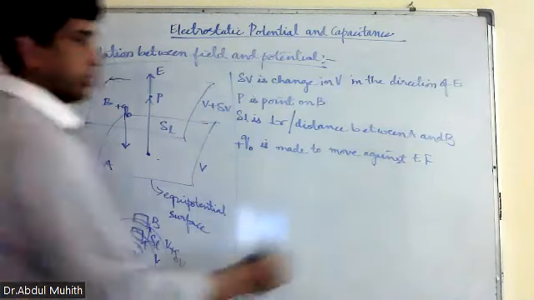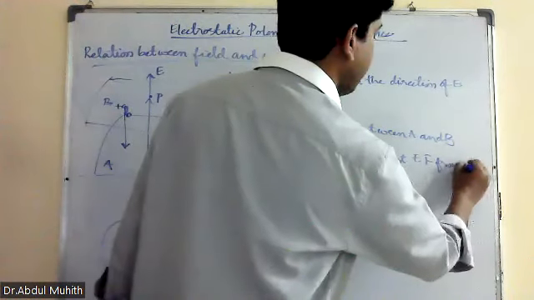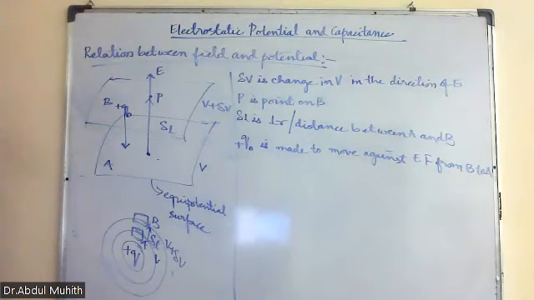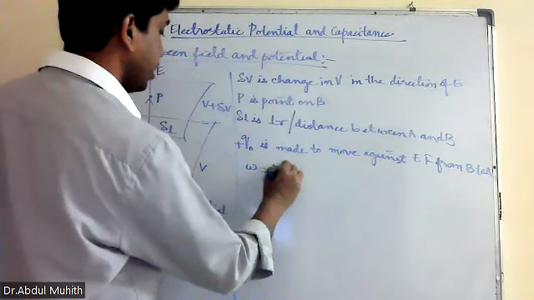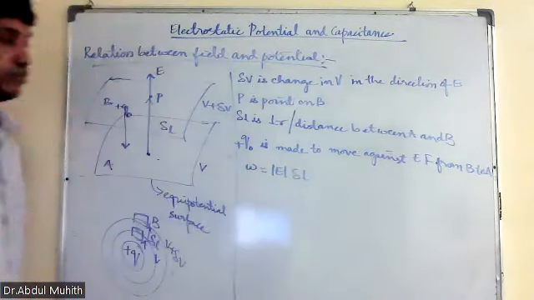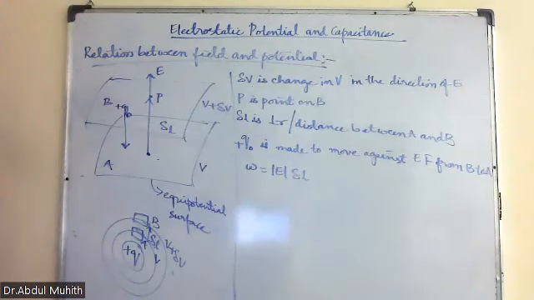From where? From B to A, surface B to surface A. Okay. Now, you know what the work done is? Work done is W is equal to E into delta L. Work done is equal to electric field into delta L.